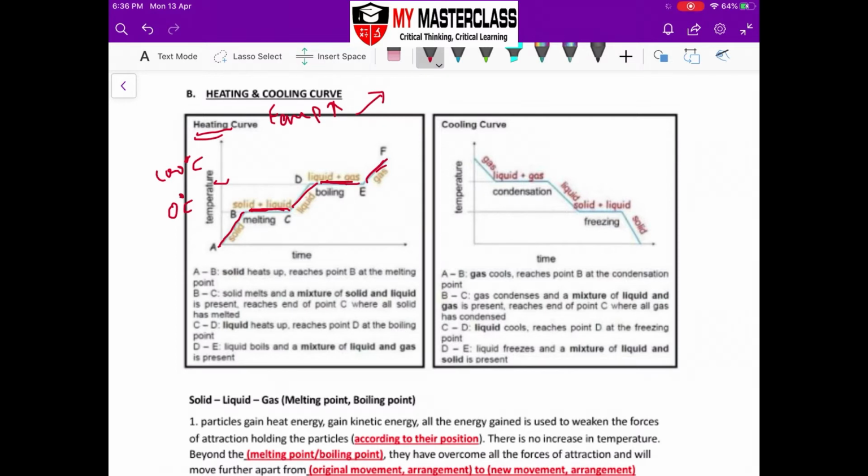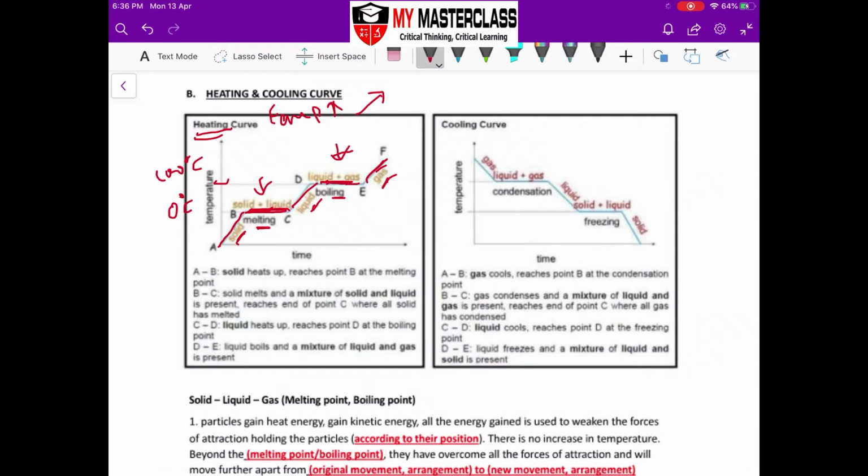So we must be able to identify the states over here. A and B is solid, C and D is liquid, E and F is gas, and at the horizontal flat line we must identify the change in state that is happening. In this case the process is melting, and in this case your process is boiling. During the change in state there are actually two states, right? Melting we have solid and liquid, boiling we have liquid and gas. Okay, we must know this.